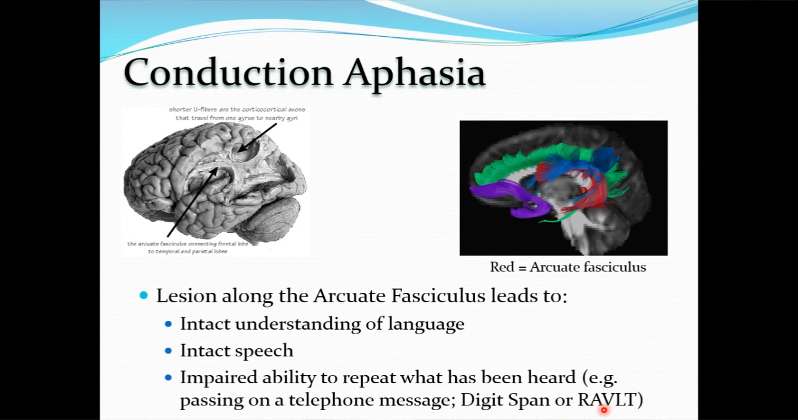And even the Rey Auditory Verbal Learning Test, you're reading them a list of words, you're asking them to remember what you've read, but you've also asked them to repeat it. And if they're having difficulty with that, you need to ask yourself, is it because of immediate memory difficulties, or is it possibly that they're having a conduction aphasia problem? Okay.